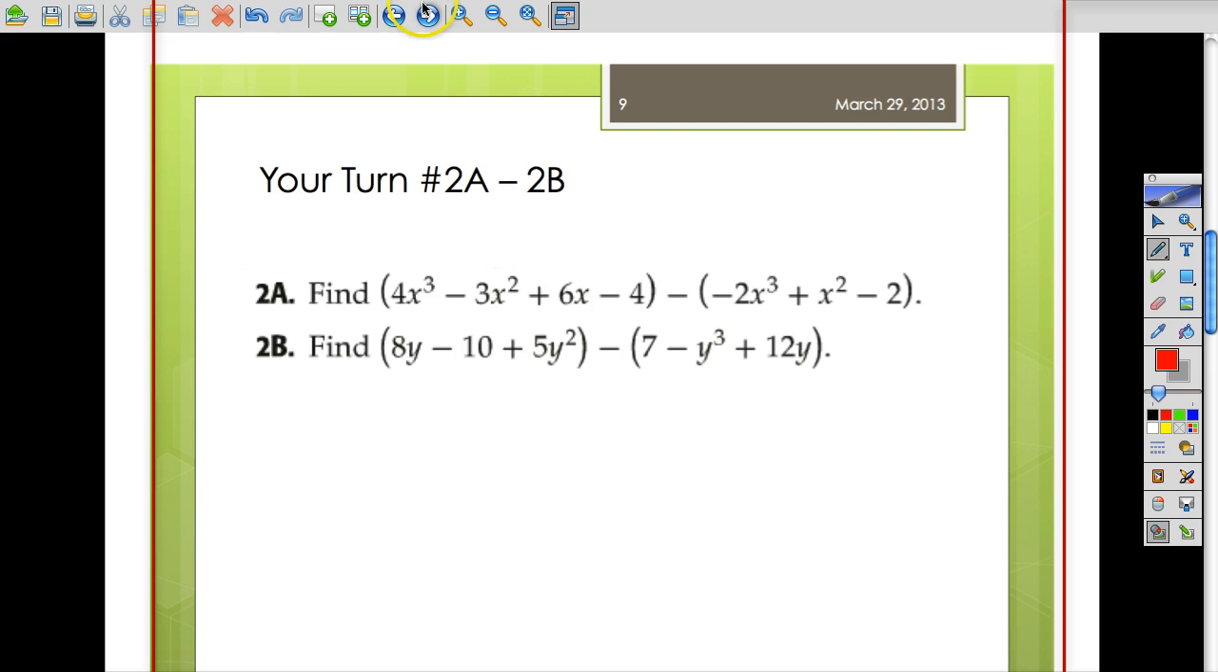So go ahead, try 2a and 2b. Again, you can use any vertical or horizontal method you like, whatever you prefer. But make sure when you're subtracting, you're adding the opposite, the additive inverse.